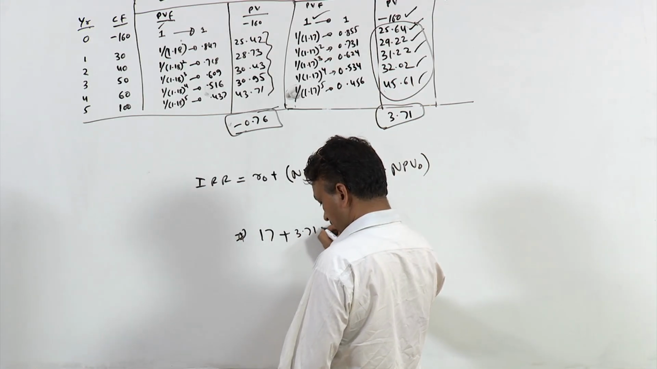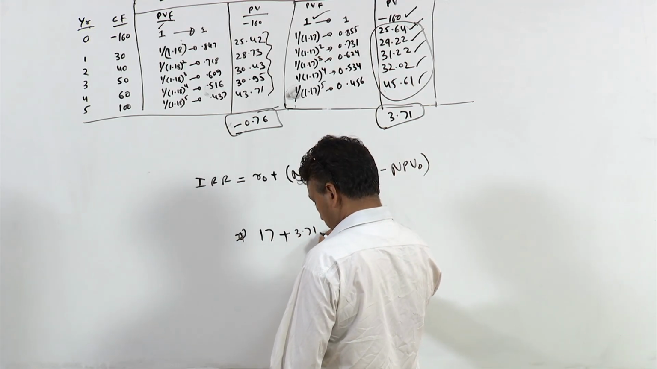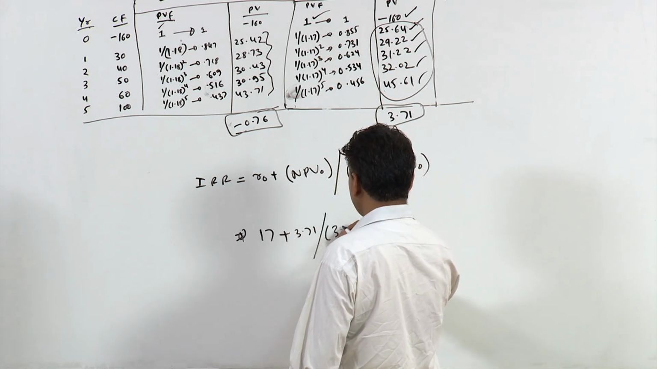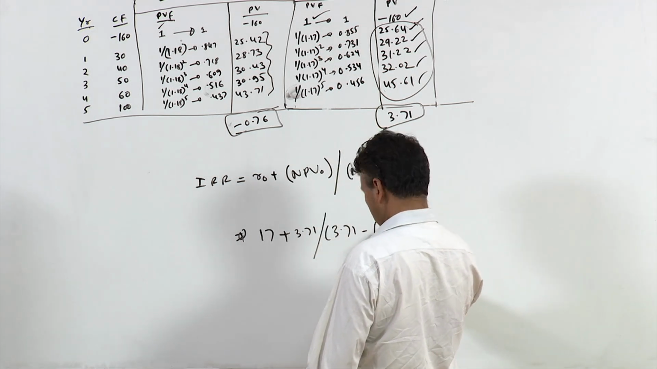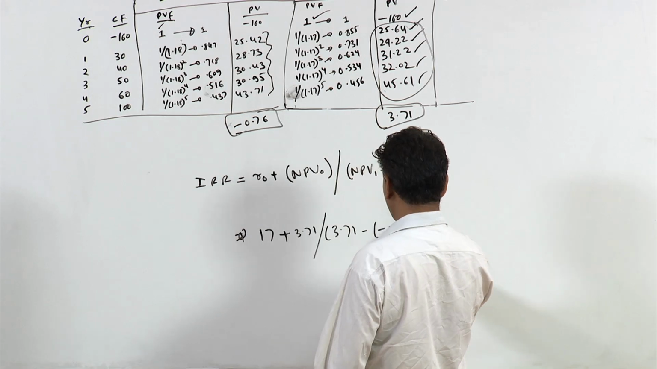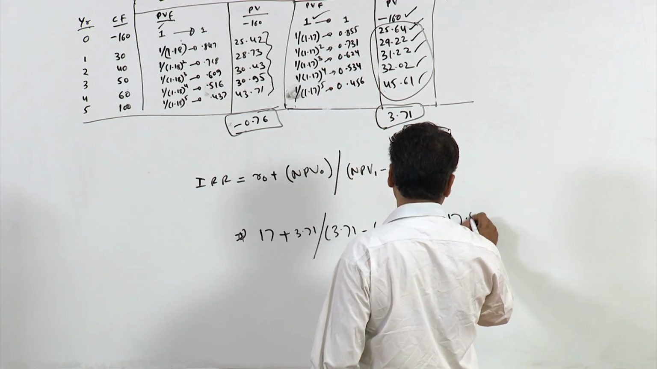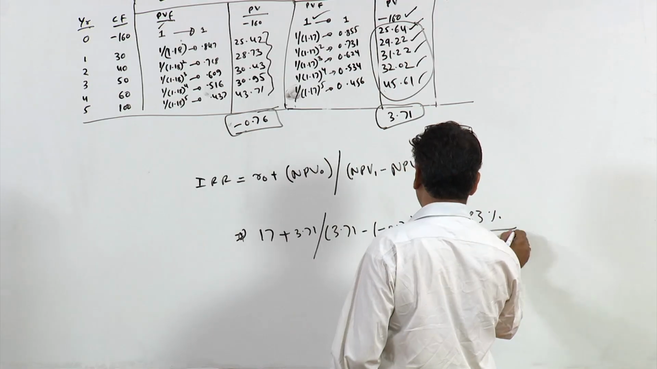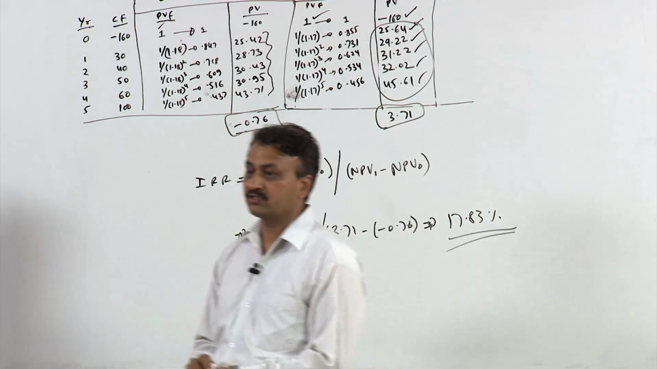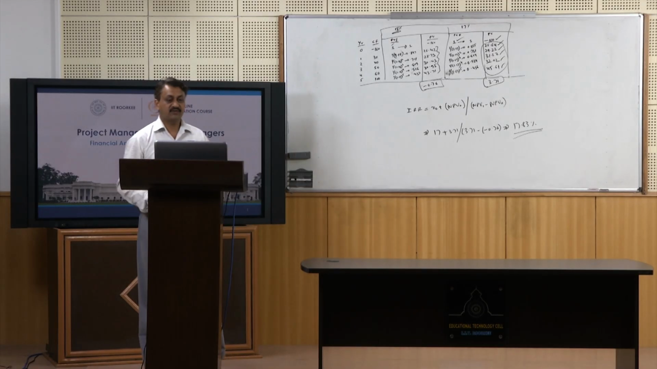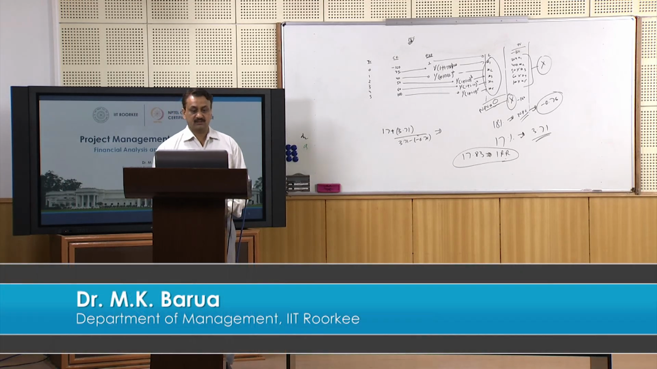3.71 divided by 3.71 minus 0.76. This is equal to 17.83%. So as far as this particular question is concerned, the internal rate of return is 17.83%. Let us look at this question.